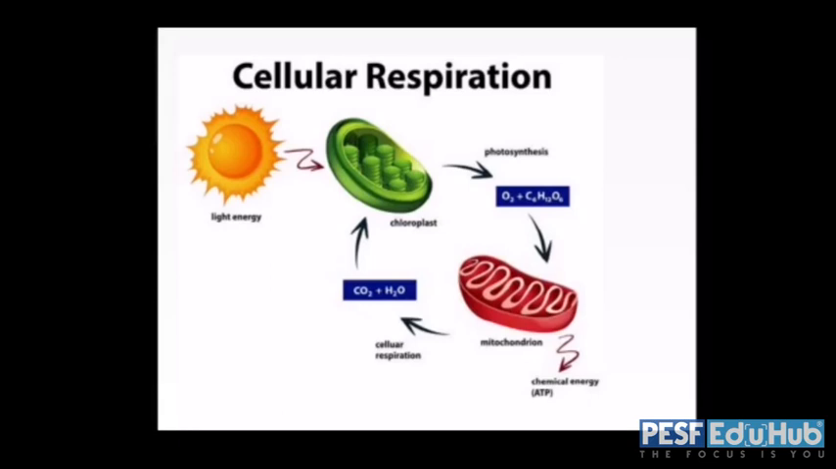See this diagram. Light energy is captured by chloroplasts containing chlorophyll. By photosynthesis, glucose is formed. This glucose enters the cell. In the cell, it undergoes respiration or breaking down and releases carbon dioxide and water.